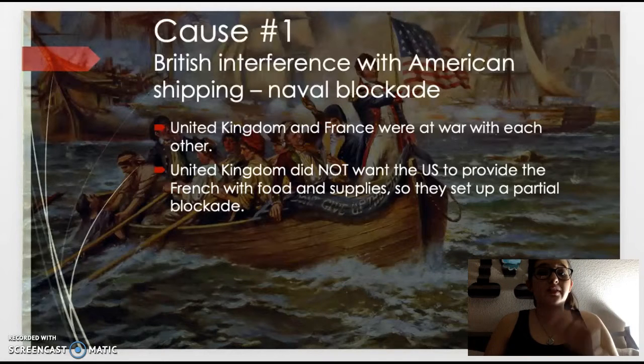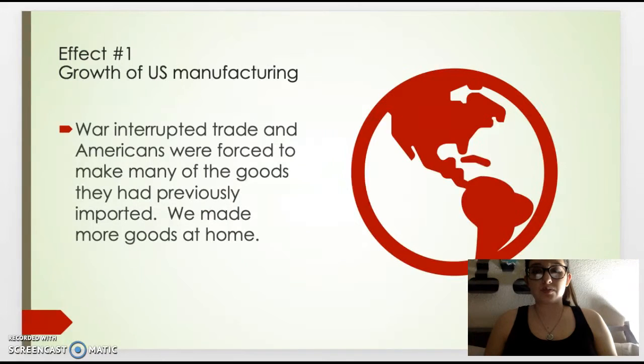So make sure to fill in that "not." They did not want the U.S. to provide. So they set up the partial blockade. Those are the last two words in that blank for that sentence. Okay, guys? As you can tell, this is an important aspect which had the effect of the growth of U.S. manufacturing.